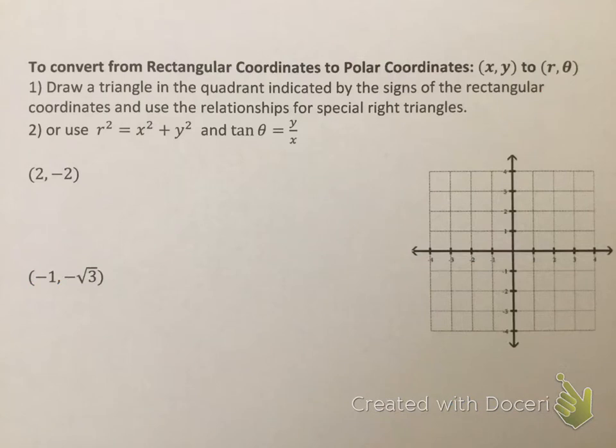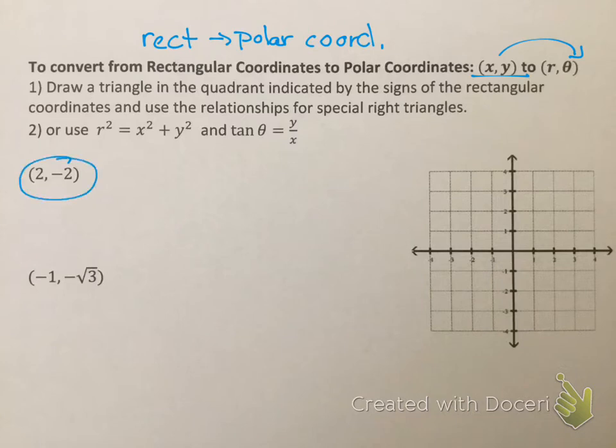So now let's go the other way. Let's go from rectangular to polar coordinates. To go from rectangular to polar, I still draw a triangle, but I draw my triangle based on the point given in my rectangular coordinates. And then I use my relationships for my special right triangles. However, you are also welcome to use these two trig relationships that you know.